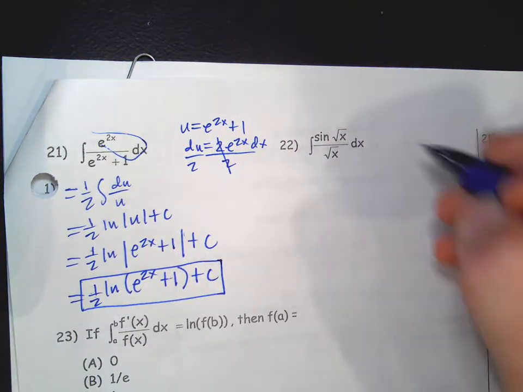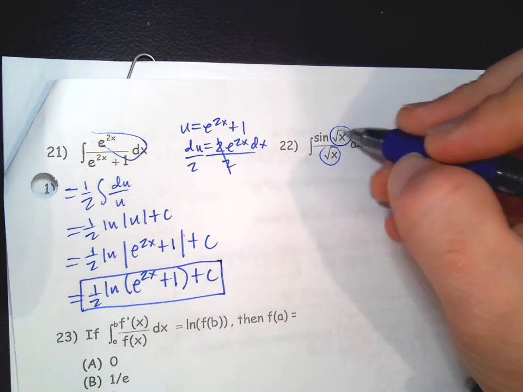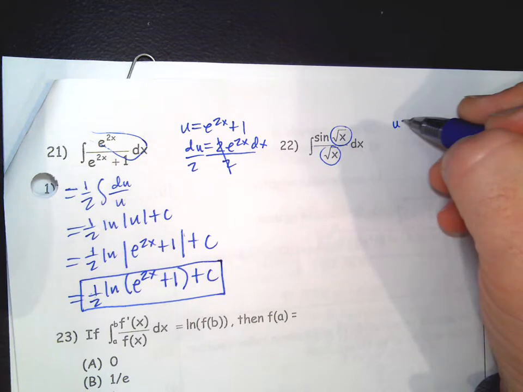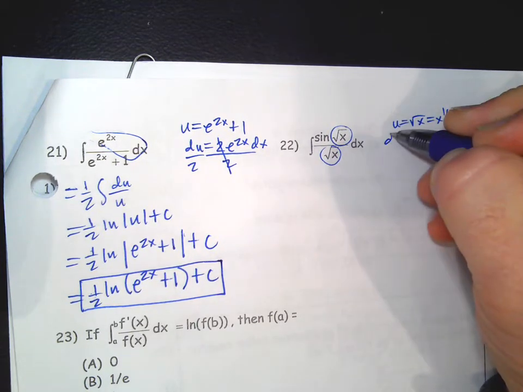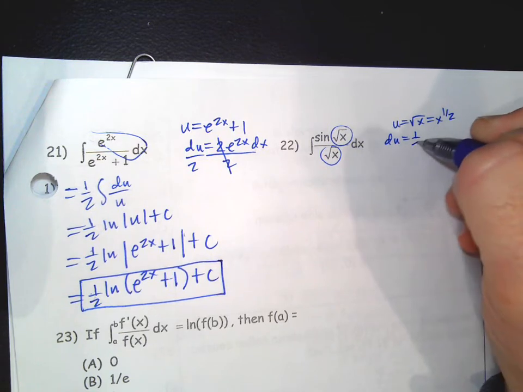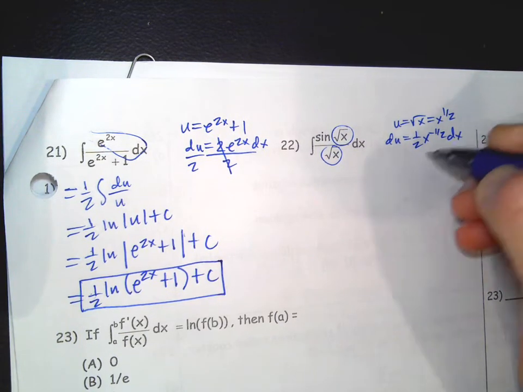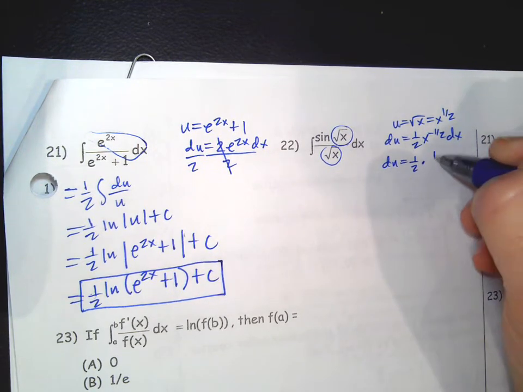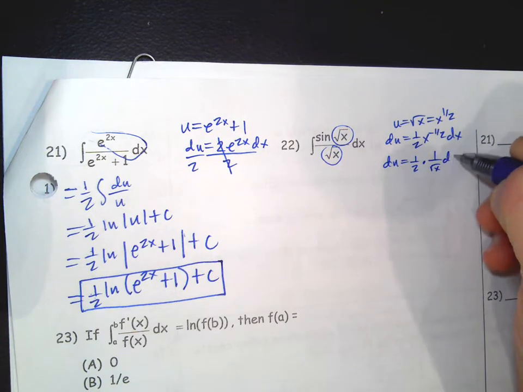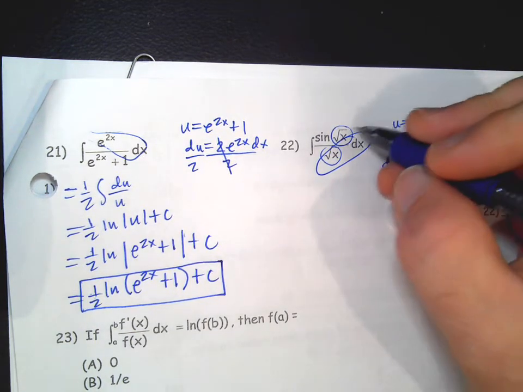Okay, next one. You're either picking this to be your u because it's in the denominator, or picking this to be u because it's in the sine. They're both the same, so let's just see how it works out. du equals 1/2 x to the negative 1/2 dx. You might rewrite this as 1/2 times 1 over the square root of x dx. So this is actually your du right there. You're picking u to be the square root of x because of what's inside.